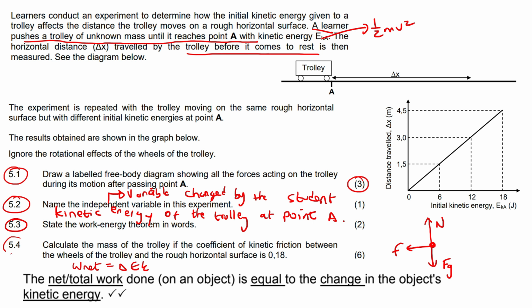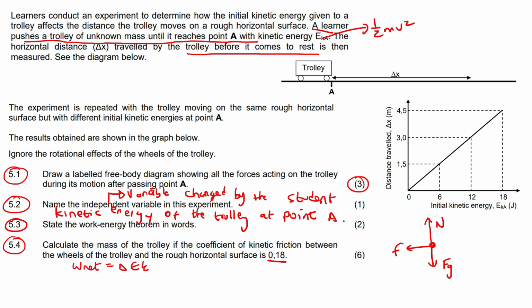This question for 6 marks says, calculate the mass of the trolley if the coefficient of kinetic friction is 0.18. Okay, so for this question, we're obviously going to use this equation over here. Now, we know that the kinetic energy, when it gets to the ending position, it's going to come to a rest. So we know that the final kinetic energy will be 0 because it's a half mv squared, and we know that your velocity would be 0.